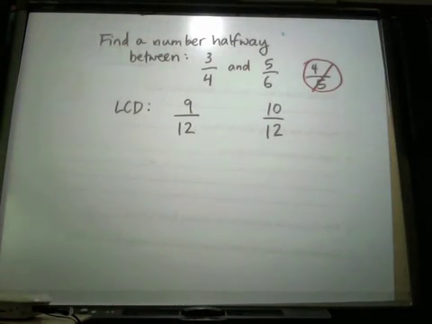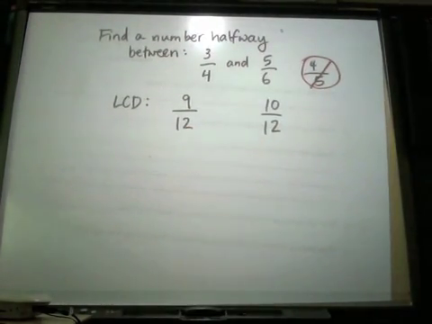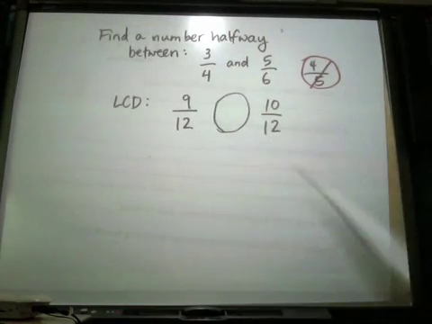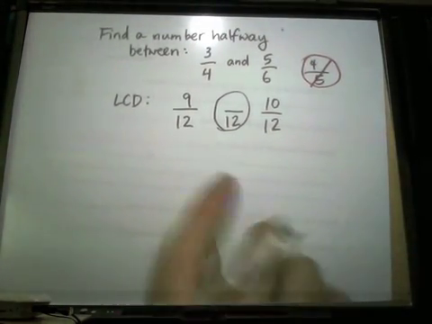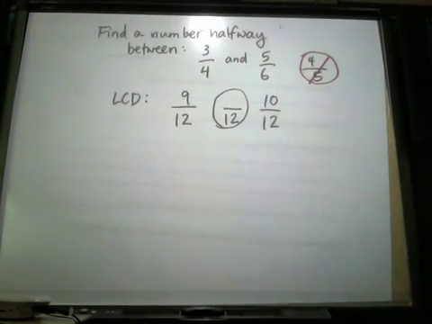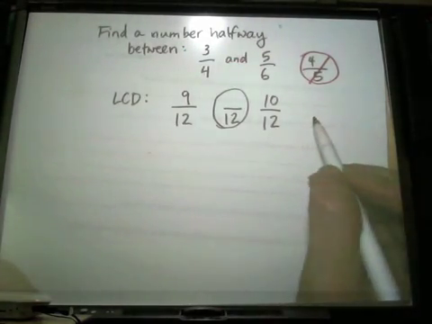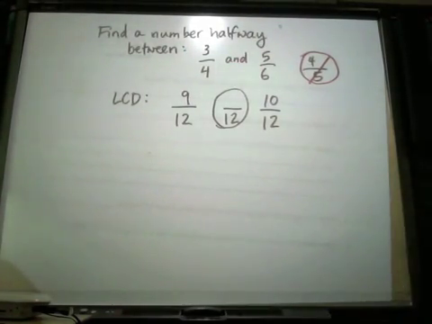Now, here's the tricky thing. We need to find the halfway point in between here. We're still in twelfths. So we look at the numerator. Now you have two methods. You could just do mental math and say what's halfway between 9 and 10. It might get tricky. This one hopefully won't be too hard, but you might have some that are harder.